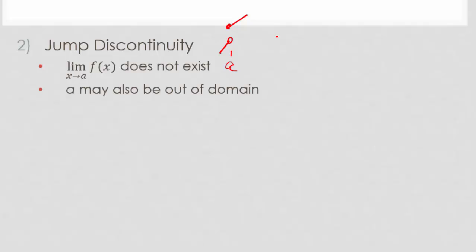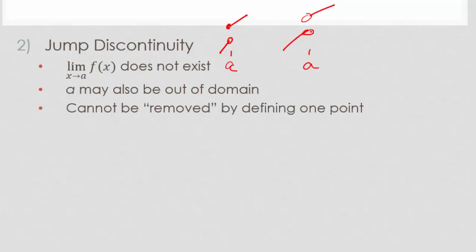A may also be out of the domain. In the case I've drawn, a is in the domain. You can plug a into this function and you will get whatever y value this one gives you, but you could also run into a situation where both of these are open circles. This is still a jump discontinuity, but if this is where a is located, it's undefined at a. It could be either. These cannot be removed by redefining a specific point. Step functions are an example of a jump discontinuity.